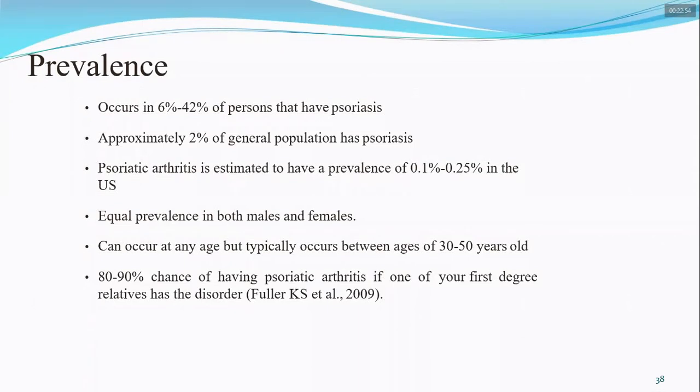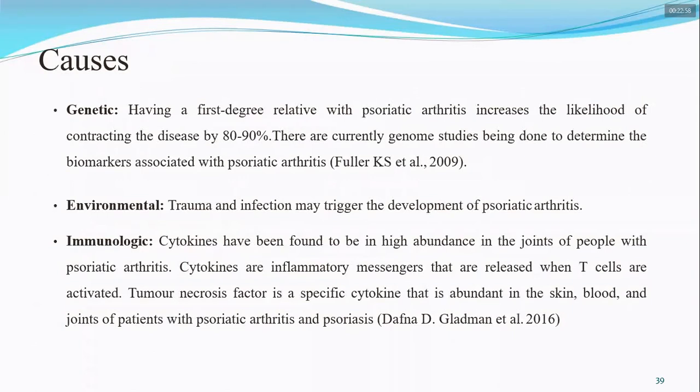This is equally prevalent in both males and females. Now coming to the causes, first-degree relatives of those with psoriatic arthritis have an increased likelihood. As for environmental factors, sometimes trauma and infection may trigger psoriatic arthritis.